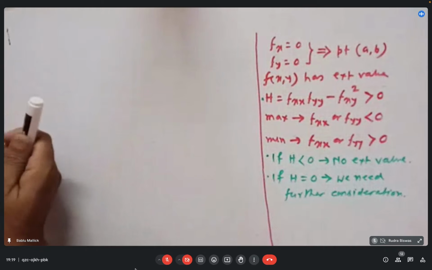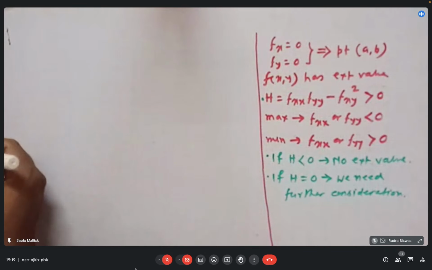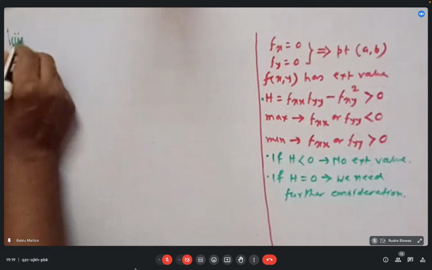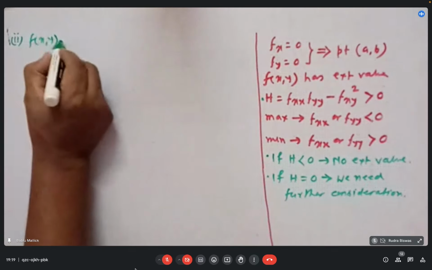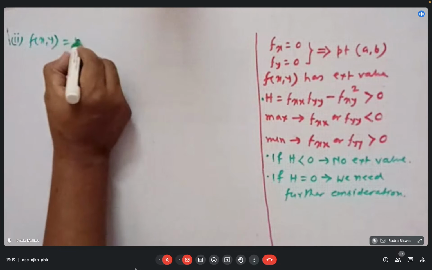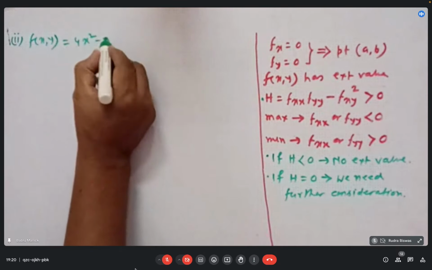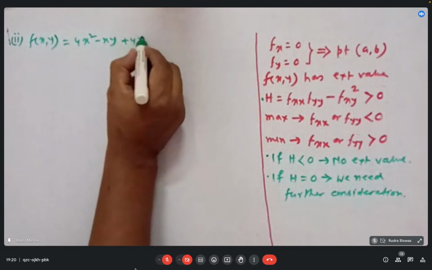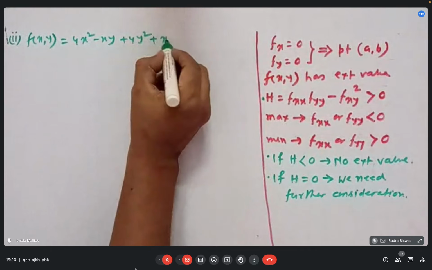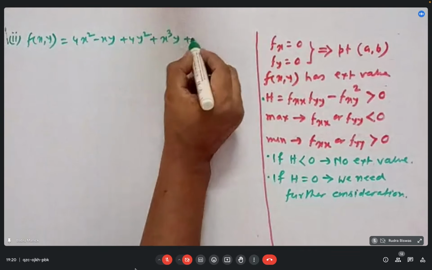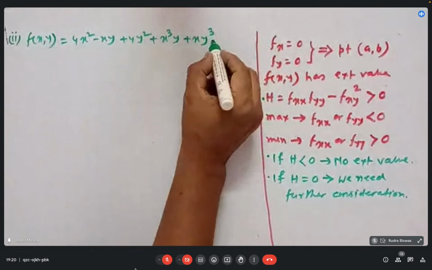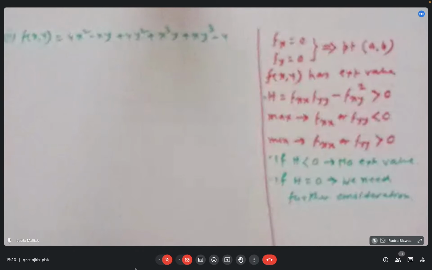Next, number 2: f(x,y) is equal to 4x square minus x into y plus 4 into y square plus x cube into y plus x into y cube minus 4.